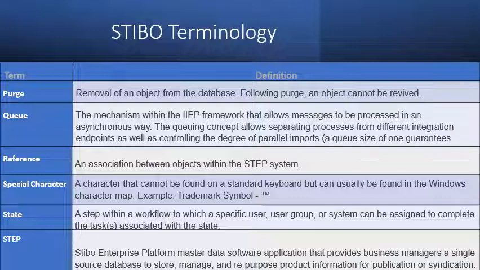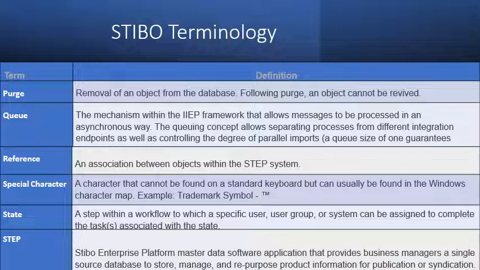Reference is an association between objects within the STEP system. Special character is a part of programming languages. I hope you guys are aware of it. State is a step within the workflow, where a specific user group or system can be assigned to complete the task. It's a state, like moving from one state to another state during the workflow.